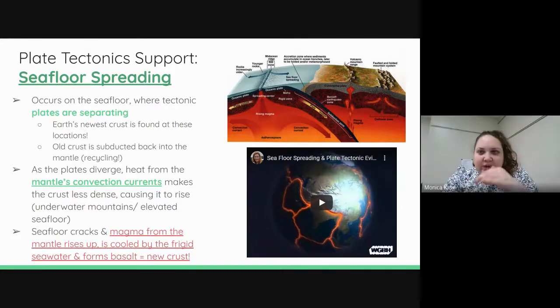So as it's flowing down into our crust, it is being remelted, so that we can have some new crust layers above. As those plates diverge, heat from the mantle convection currents makes the crust less dense, causing it to rise. And then the seafloor cracks and magma from the mantle rises up and it cools by the frigid sea water and forms what's called basalt, or that new crust.